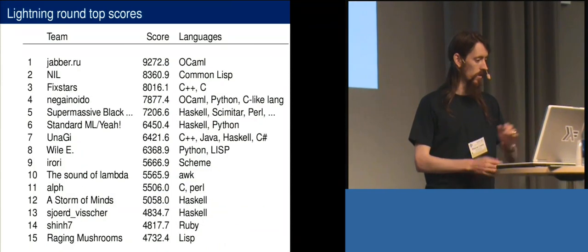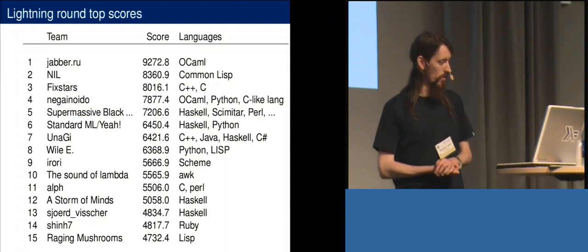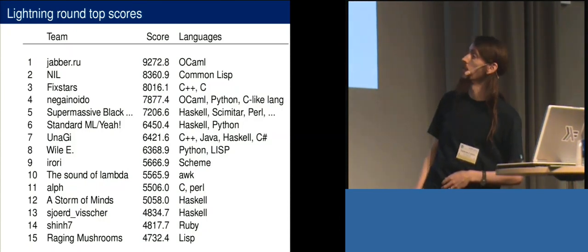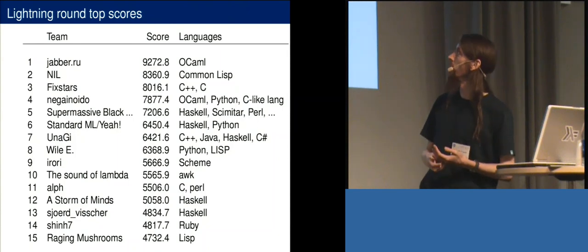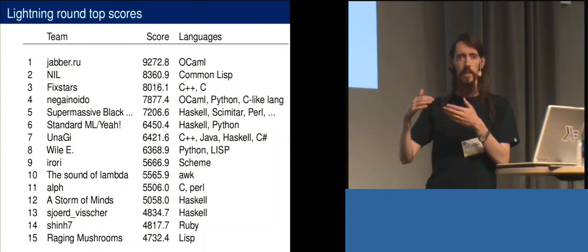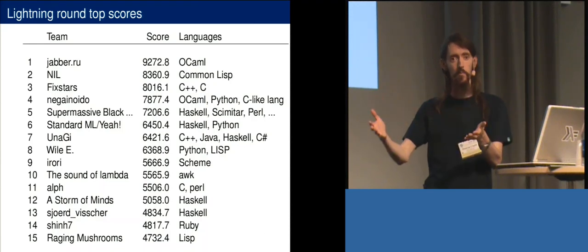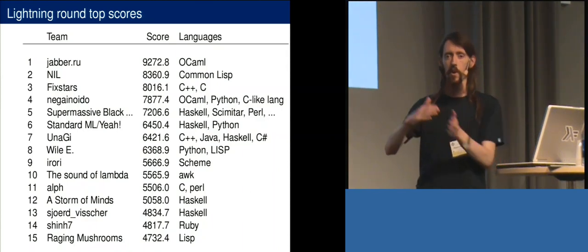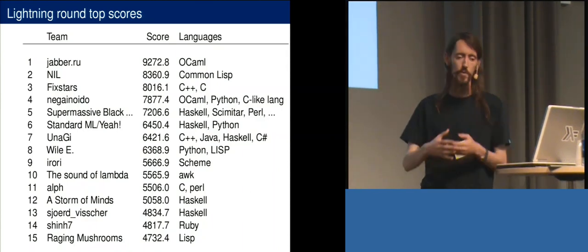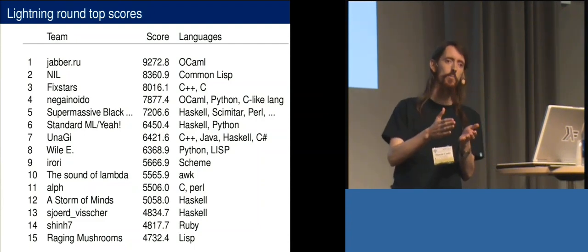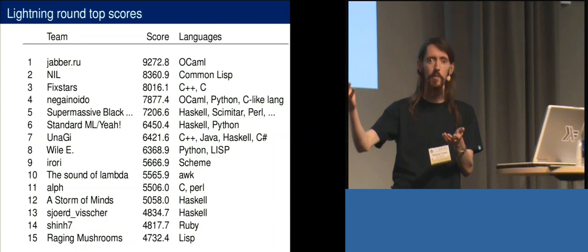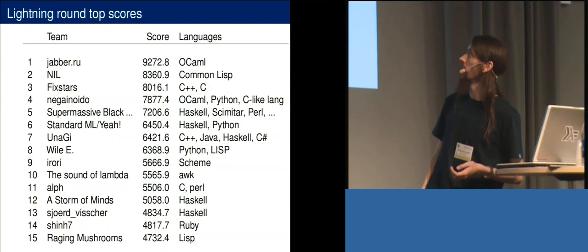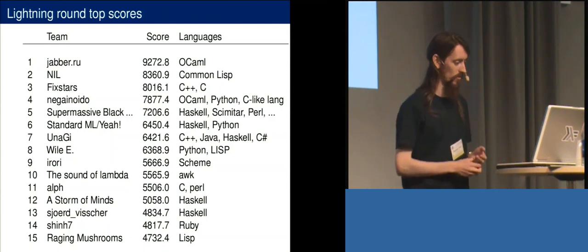And for the lightning round, similarly, we've got Jabber.ru at the top there. This is actually very impressive. The maximum theoretical score here is 10,000. I don't know if I skipped over it earlier, but the scoring process there was that the top scoring team for any one map was given 1,000 points, and then all the other teams were given their proportion of that. So if you got half as many points as the team that did best on a particular map, then you would get 500. So here, Jabber.ru is getting very close to the maximum theoretical.